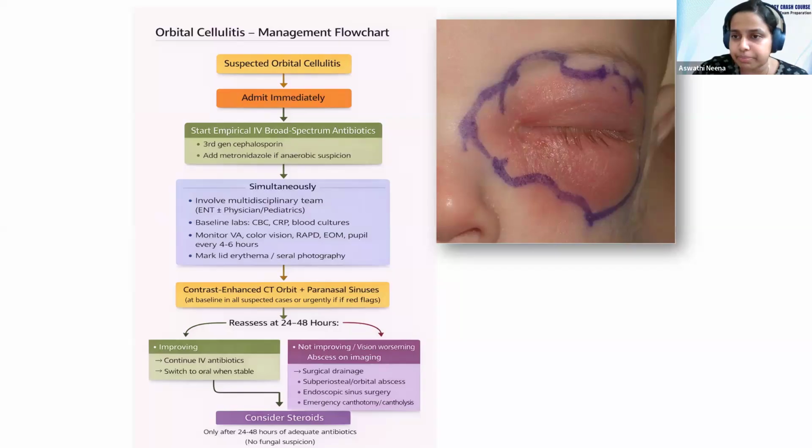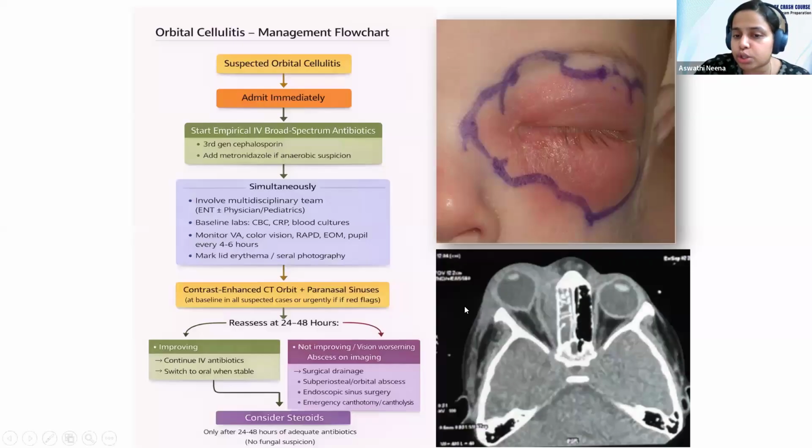go in for a surgical evacuation of the abscess if it's a subperiosteal or orbital abscess, like in this case, wherein the vision is also threatened, which is seen by the optic nerve posterior tenting of the globe, or the guitar pick sign. Or if you have significant sinus disease, then endoscopic sinus surgery is indicated. And if the vision is threatened, then even an emergency canthotomy or cantholysis is required.